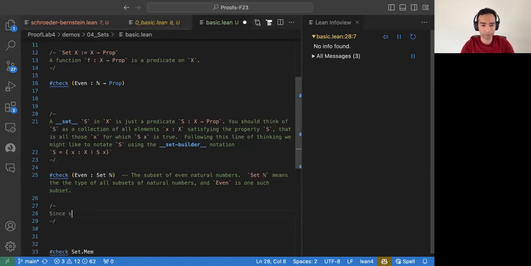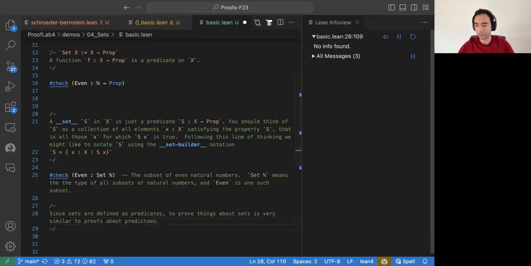So since subsets or sets are defined as predicates, to prove things about sets is exactly the same or very close to proving things about predicates. Okay, so what do I mean by this?